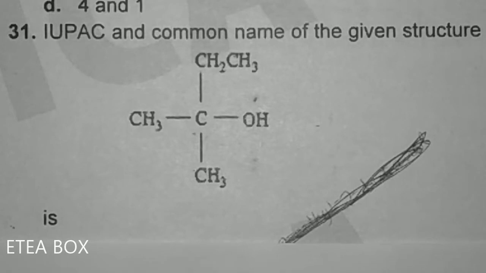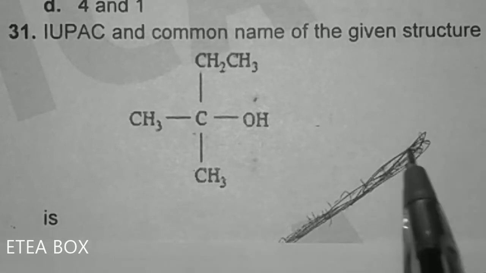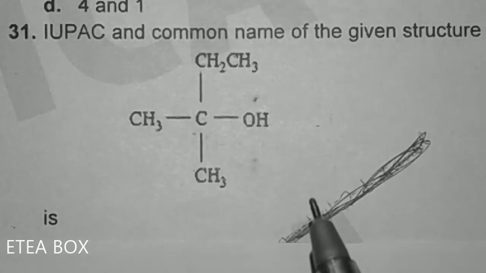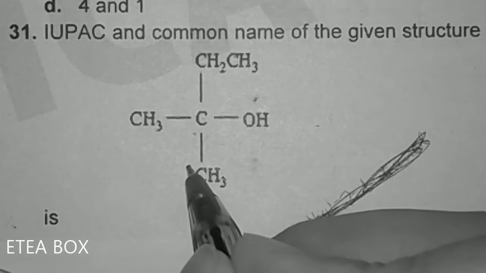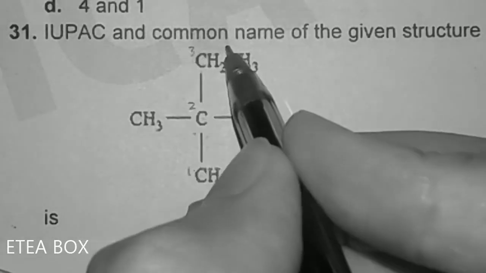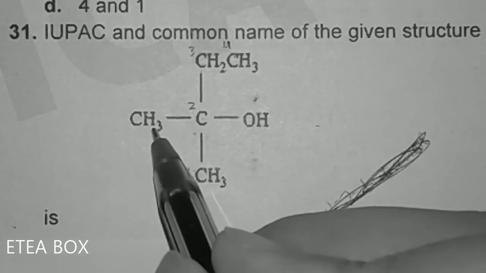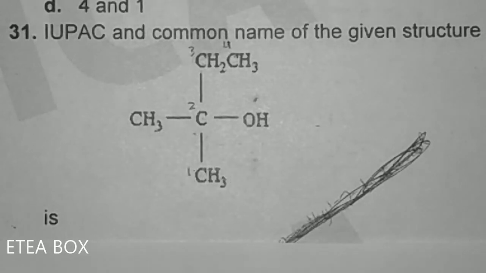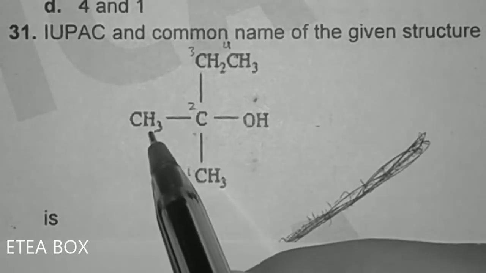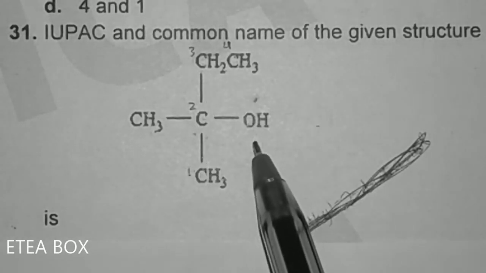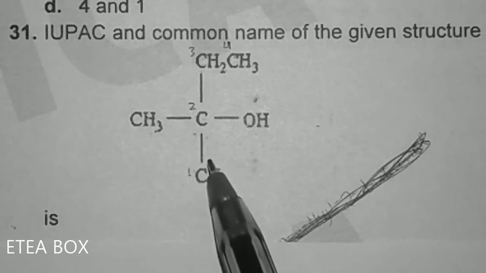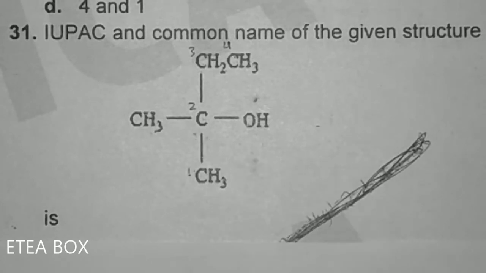31 MCQ: the IUPAC and common name of the given structure. First of all, let's assign its IUPAC name. We have to select the longest carbon chain which contains the alcohol group, hydroxyl. So 1, 2, 3 and 4. On carbon number 2, a methyl is present and the hydroxyl group is also present. So 2-methyl-2-butanol, or you can also write it as 2-methylbutan-2-ol.